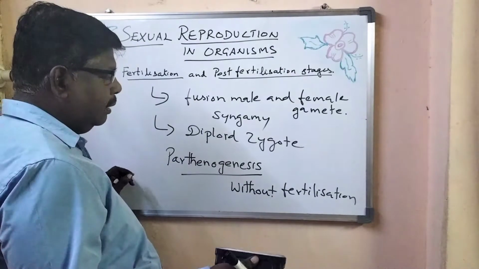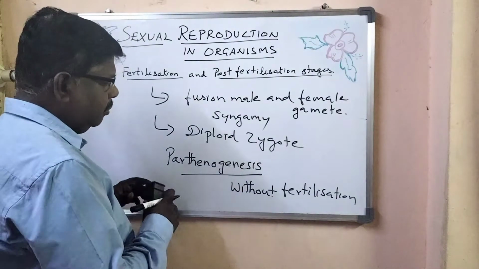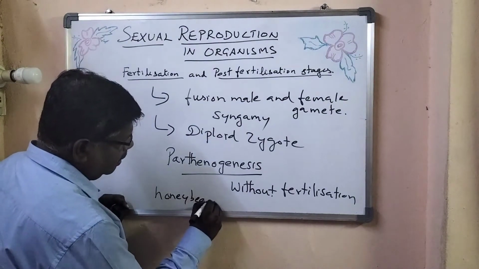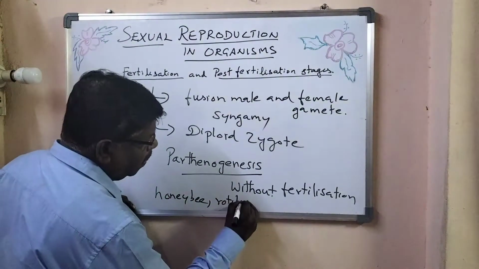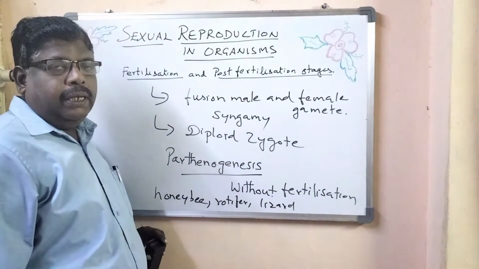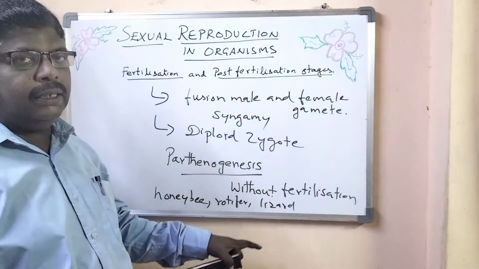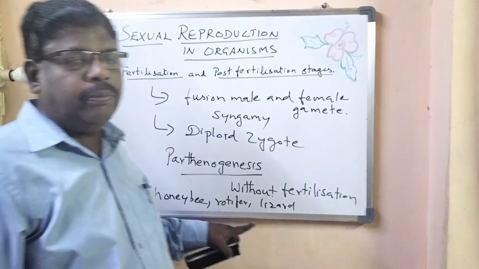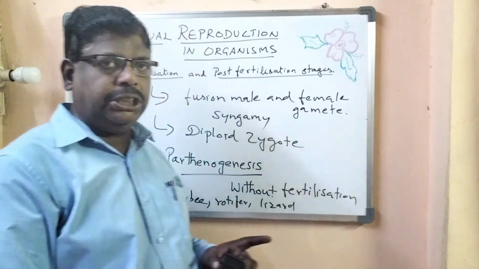Even in honeybees. I'll just write honeybee, rotifer, lizard. These examples are for parthenogenesis. Parthenogenesis means formation of zygote without fertilization.